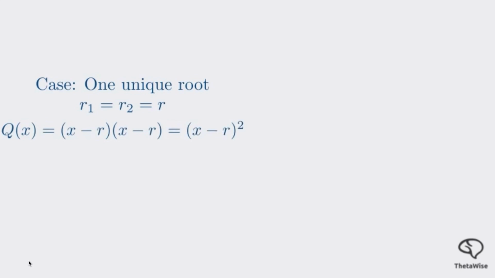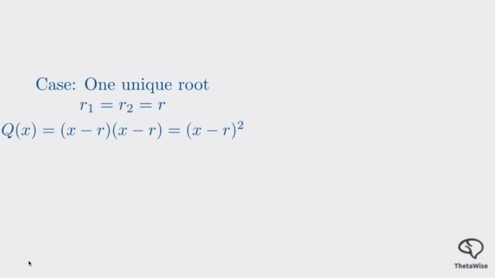So far, we've looked at what happens when our two linear functions or factors have two different roots, R1 and R2. But what if the roots are the same? That is, what if our two lines are actually the same line? In this special case, R1 equals R2. Let's just call this common root R. Our quadratic q of x now becomes x minus r times x minus r, which simplifies to x minus r all squared. This is a perfect square trinomial.